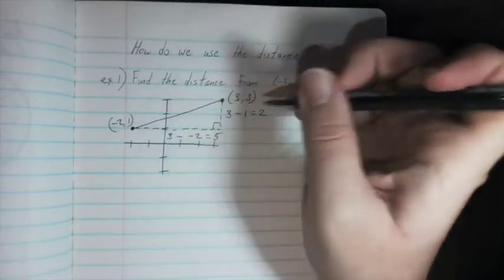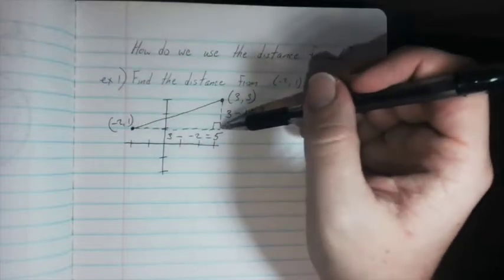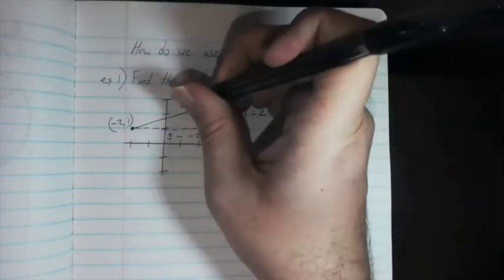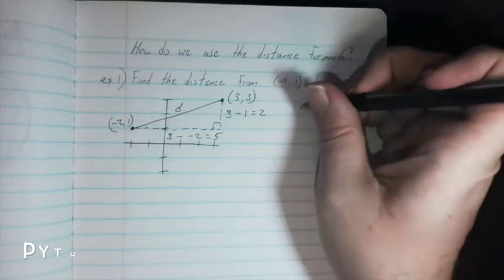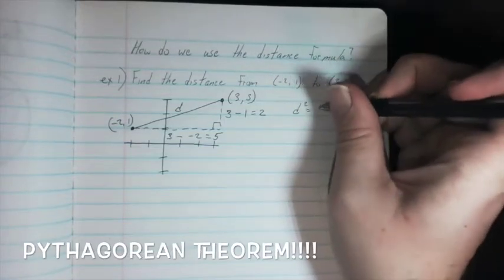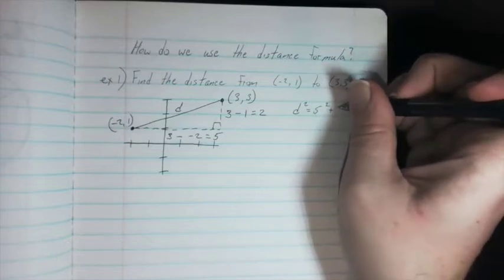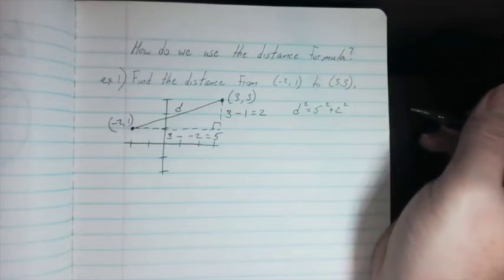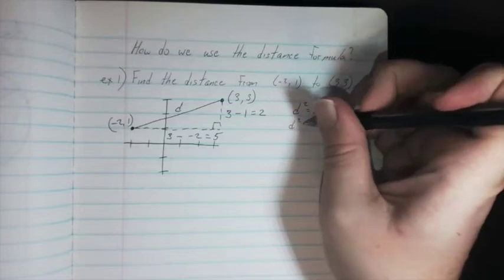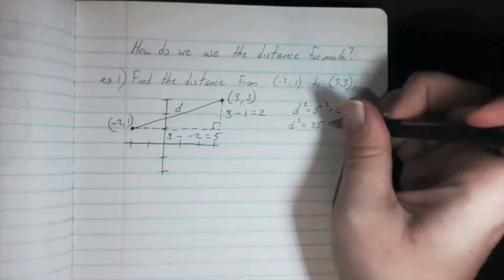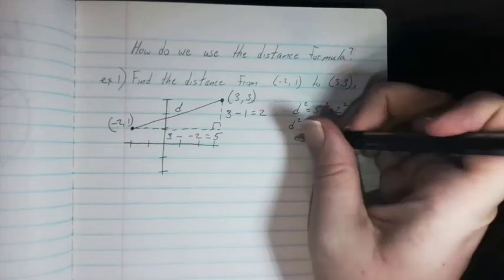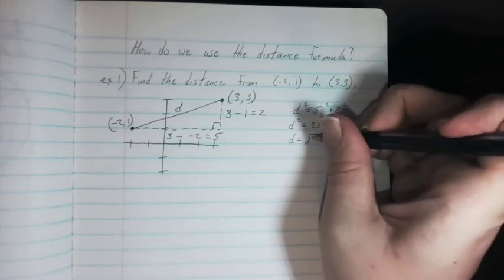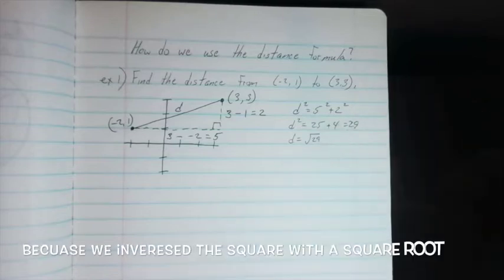Well, remember, this is a right triangle. We know this is 5, that's 2. So this has to be, let's call it d for distance. What relationship do we know has to be true? Well, I know that d squared has to be 5 squared plus 2 squared. That's just the Pythagorean theorem. So d squared is just equal to 25 plus 4. Well, that's just 29. So that means d is equal to the square root of 29. 29 is a prime number, so we can't do anything with it.